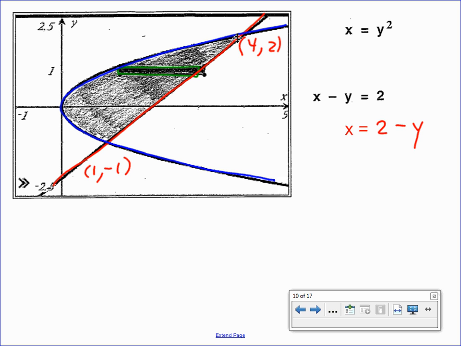And again, Jake will just do the setup. But yes, I would want you to say, hey, wouldn't this be better to integrate with respect to y? Nikki? Yes, thank you.